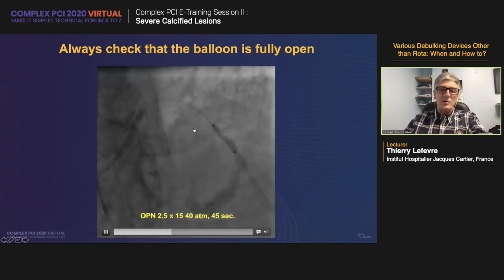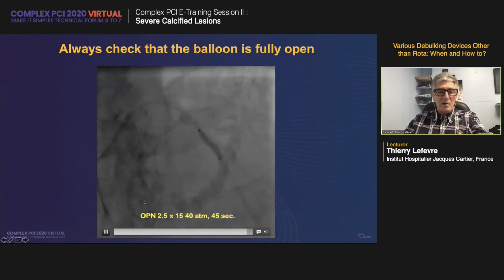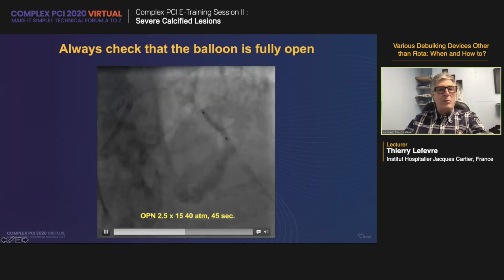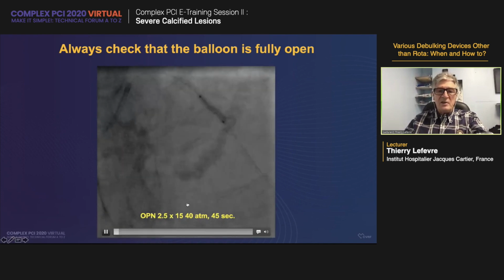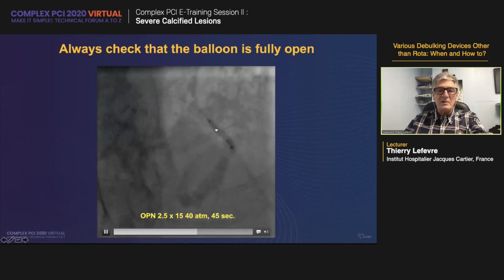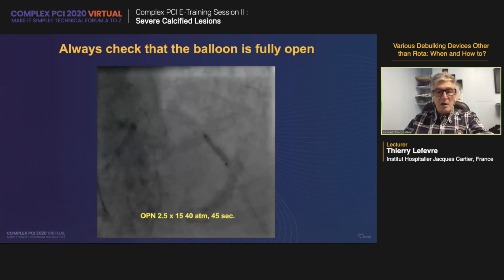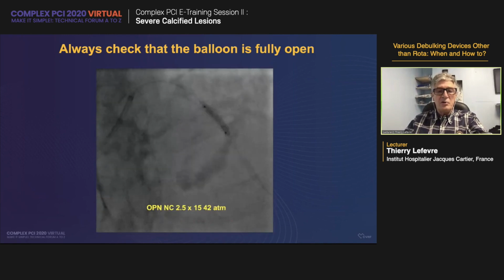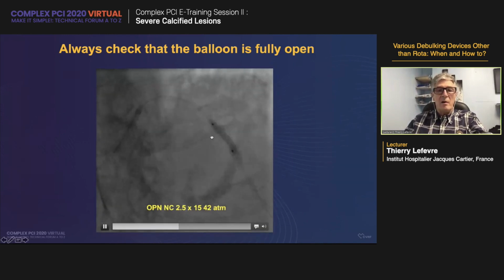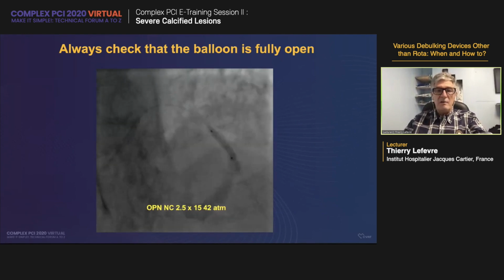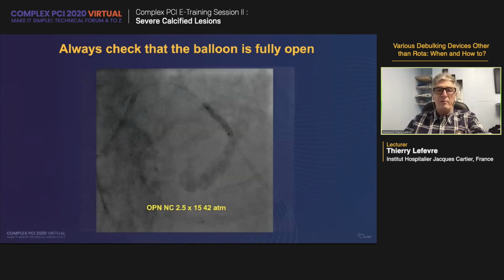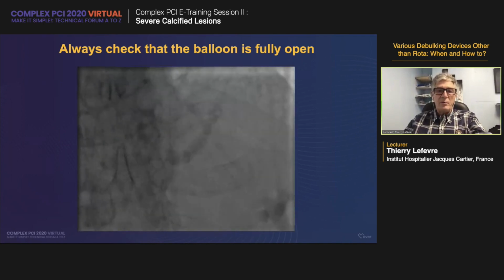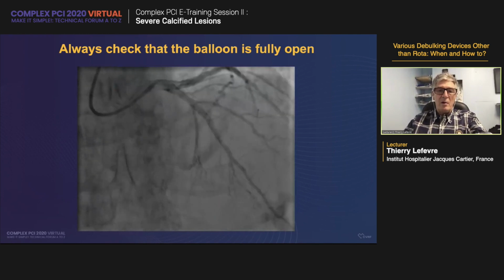You can use, of course, a cutting balloon after stent implantation, but it's not easy. So we use an OPN balloon, non-compliant, and you can see this is at 40 atmospheres. We still have a waist on the balloon at 40 atmospheres for 45 seconds. Then we increase one by one atmosphere, and you can see at 42, the lesion was open. So this is very useful because you may have a lot of cases like that if you have not an optimal preparation of the lesion before. So this is the final result after using the OPN balloon.